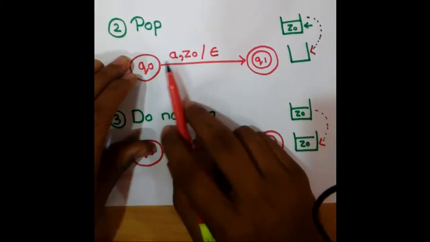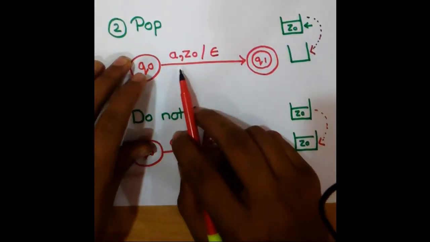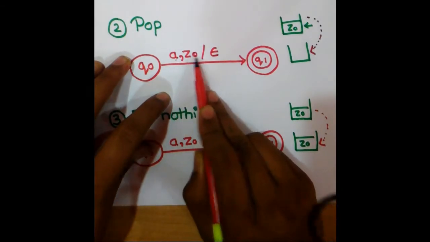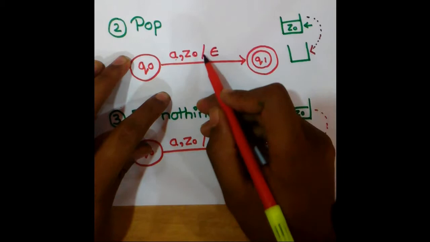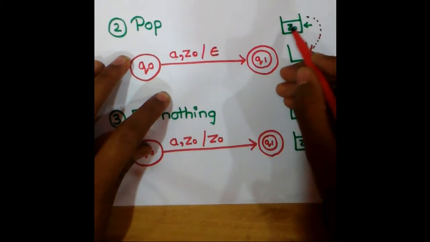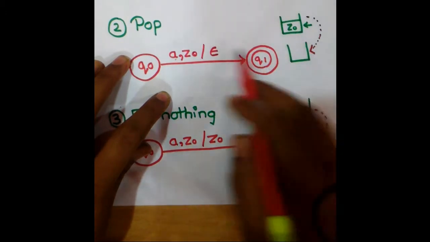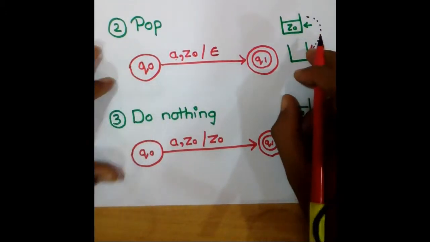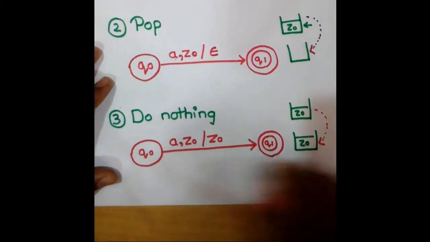Then we will look at what the pop operation is. Inside a pop operation, if a is the input and Z0 is the element inside the stack, we are using this epsilon sign to just pop the element. You can see inside the stack, first there is element Z0, then after performing this pop operation, the stack gets empty.